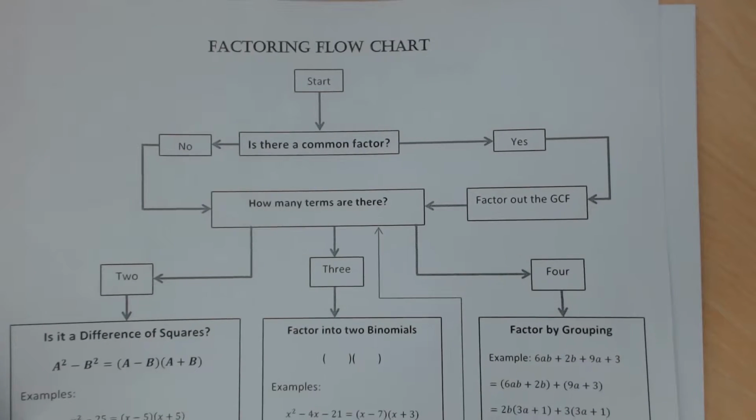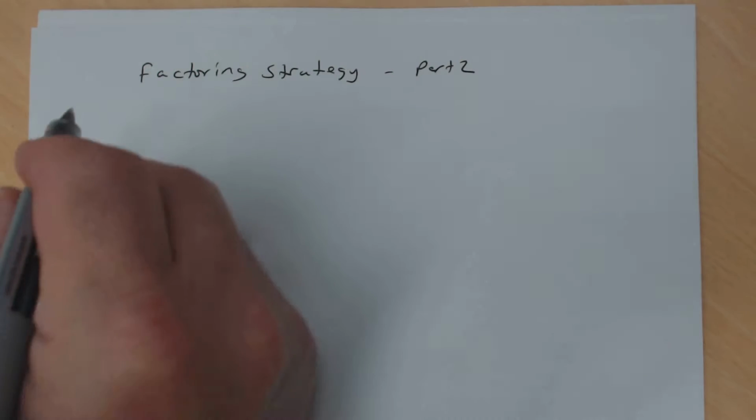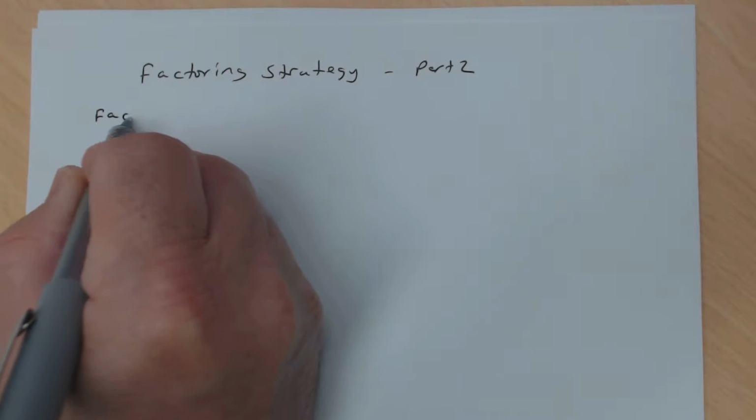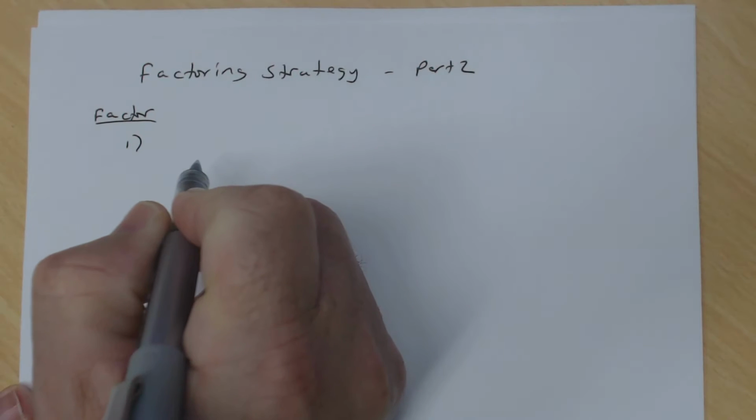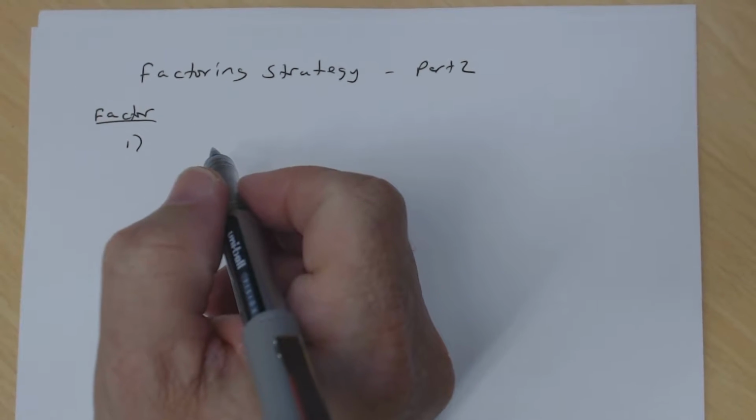Okay, so this is the second part of the factoring strategy. Remember, we're going to utilize this flowchart again. Now let's go directly into some examples. Suppose we want to factor, all right, suppose we look at this problem.